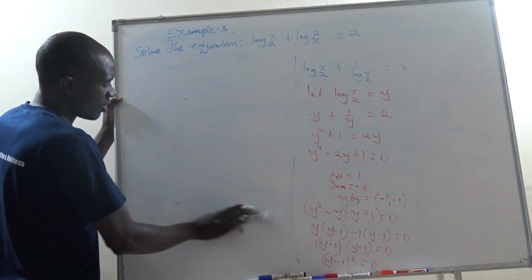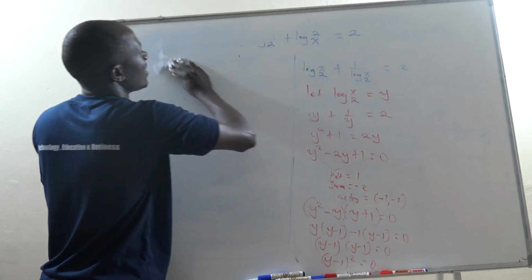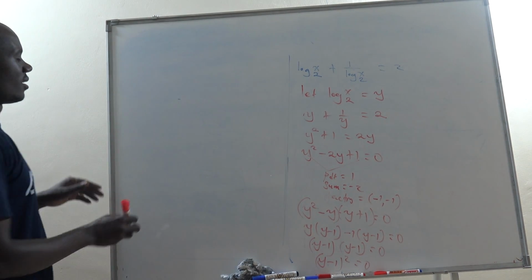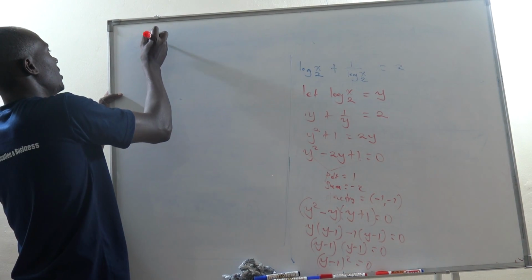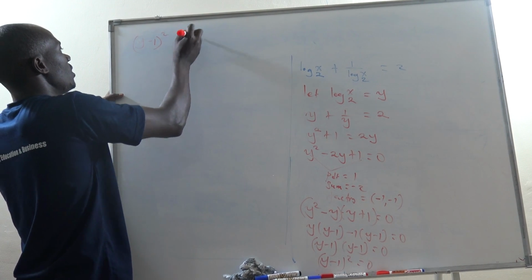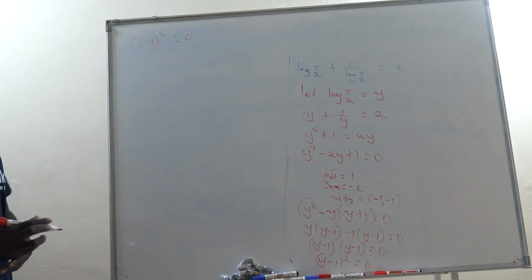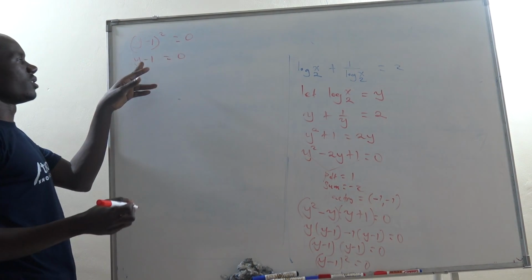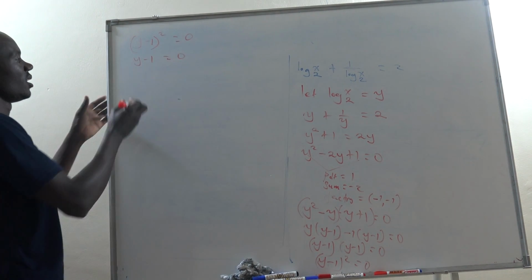So after coming out with that, we are now free to solve for the value of y. We have said y minus 1 squared equals 0. You can take the square root on both sides. I remain with y minus 1 equals 0. This one is a negative. When it goes there, it becomes a positive.